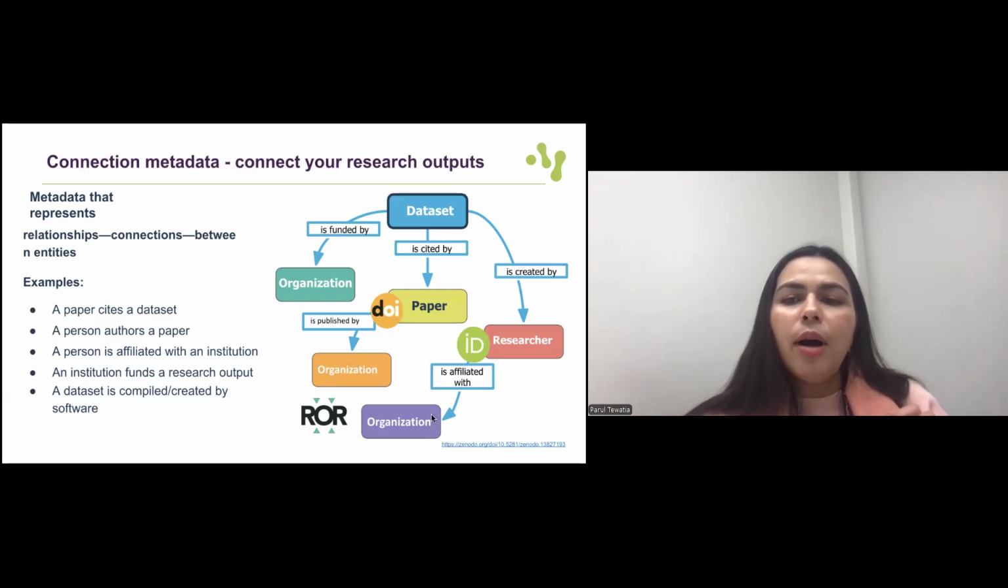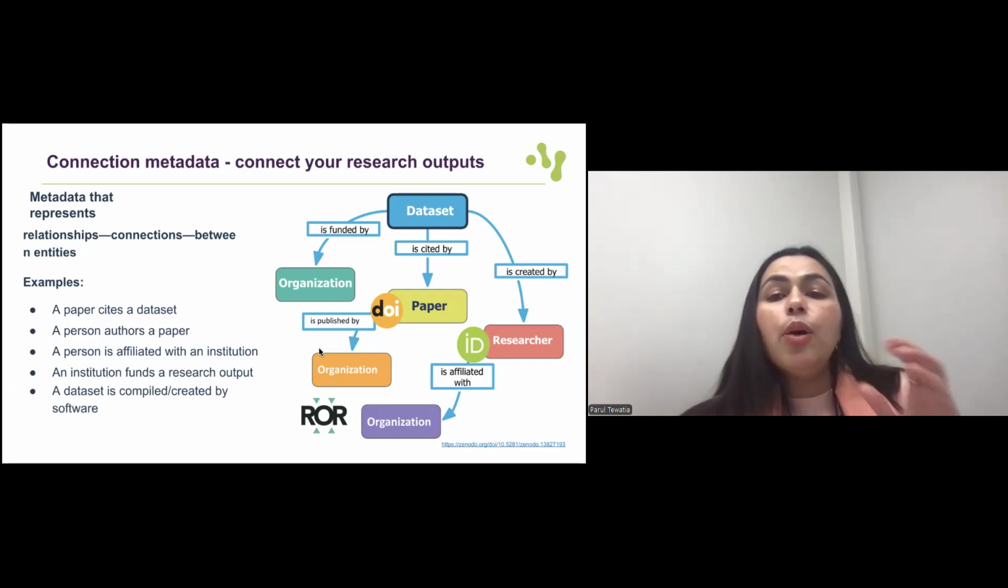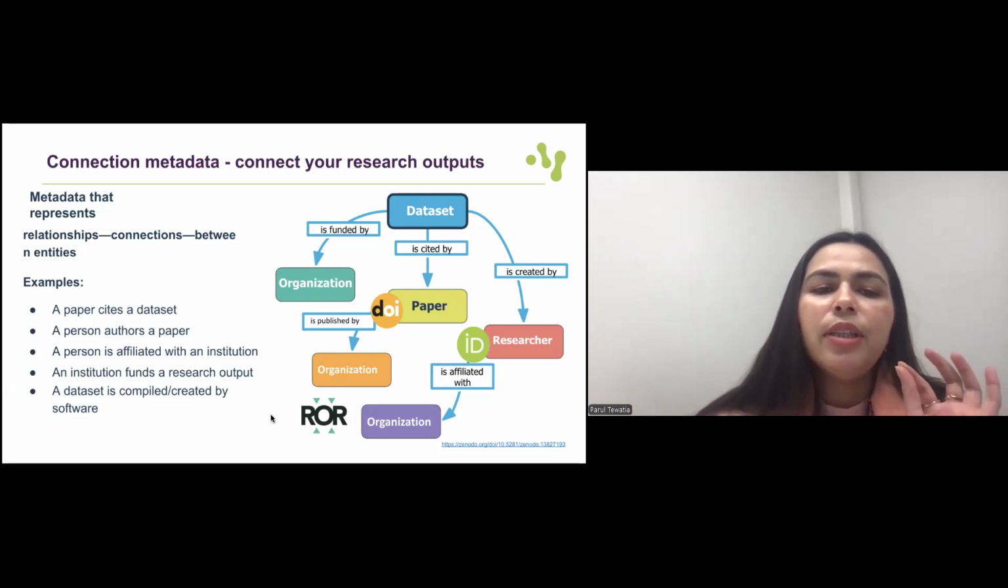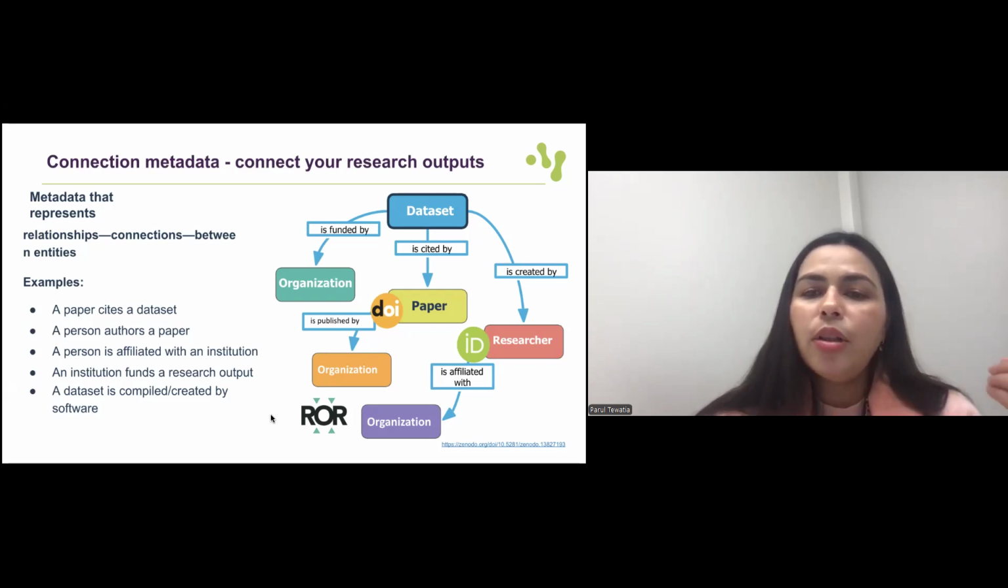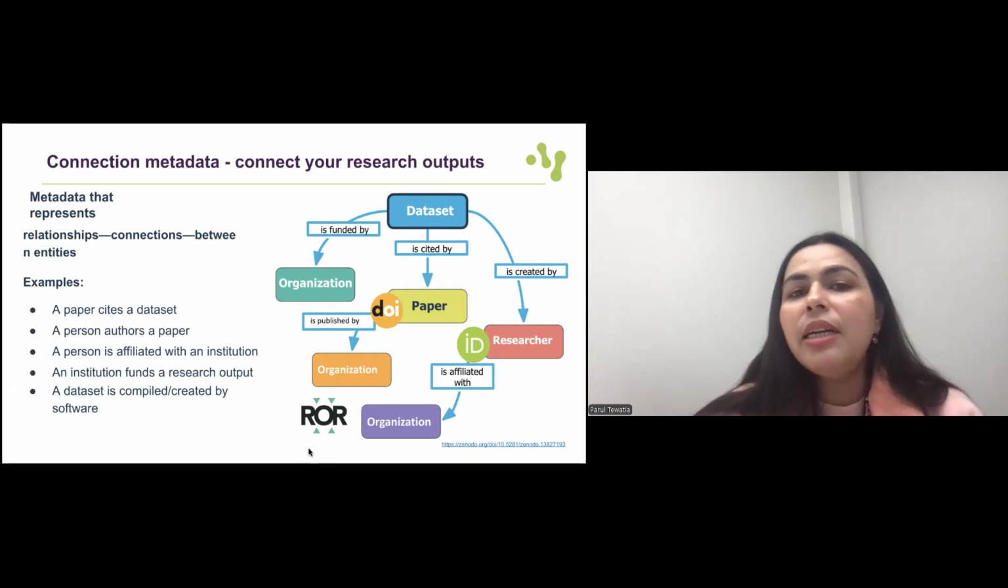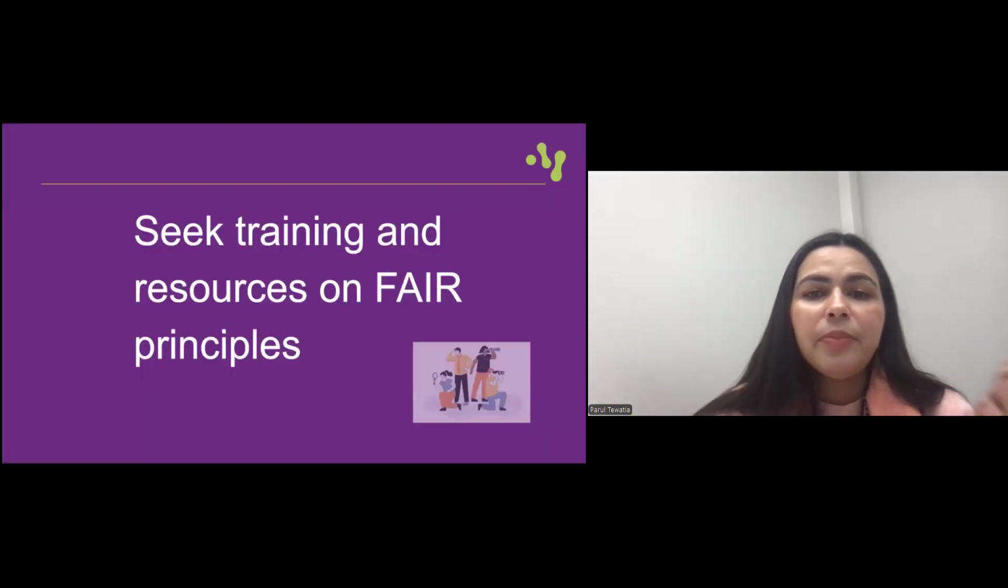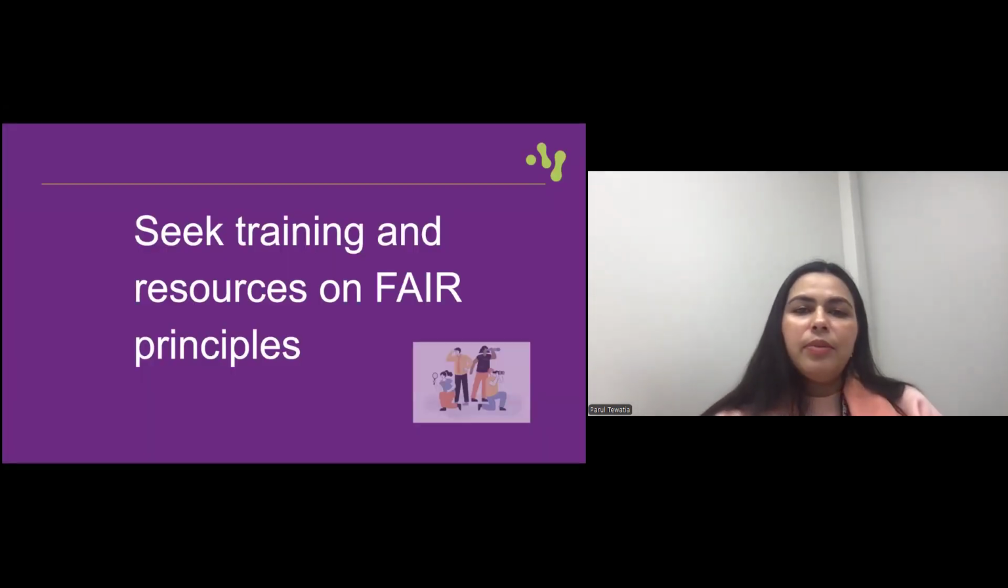So how a paper, again, I lost my, oh, this is really, okay. So a paper cites a data set, a person authors a paper, a person is affiliated with an institution, a funder funds a research output, but how all this connects is in a simple diagram here. So that now you see, with your own context, how important metadata is for your own research outputs, right? Okay, now let's come to the second part.